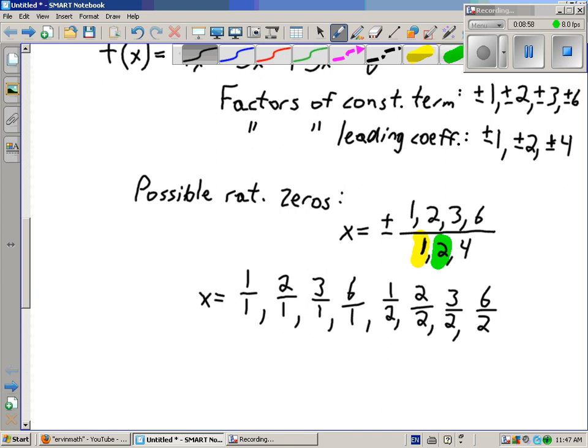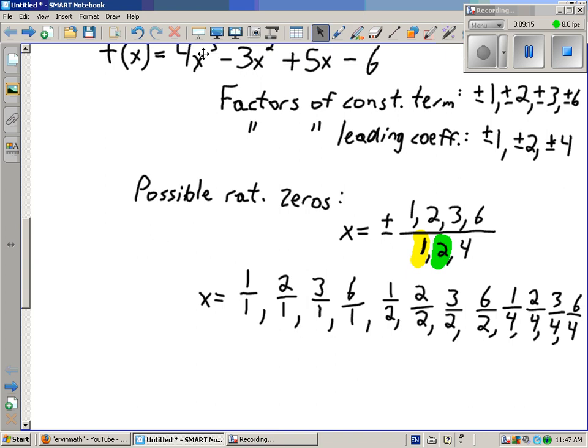And lastly, over the 4, I think we're getting into a groove here. I'm running out of space, so I'm going to have to crunch it in there. 1 over 4, 2 over 4, 3 over 4, and 6 over 4. All right. Now, we don't want to have to do the same thing twice. There's no need to reinvent the wheel.